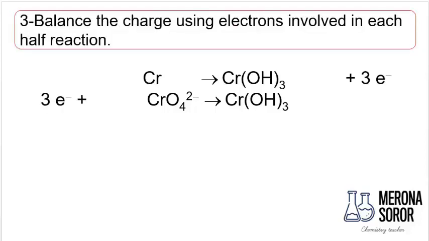Step 3, balance the charge using electrons involved in each half reaction. The first equation is the oxidation half reaction, so we have to add 3 electrons in the product. The second one is the half reduction, so we have to add 3 electrons with the reactants.